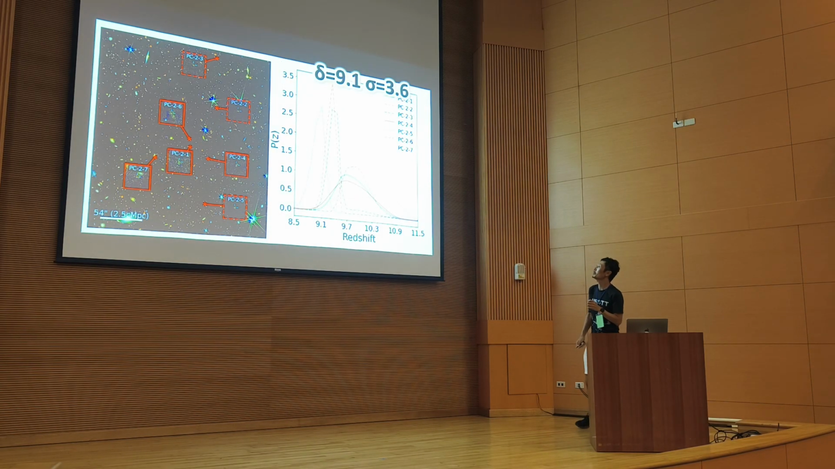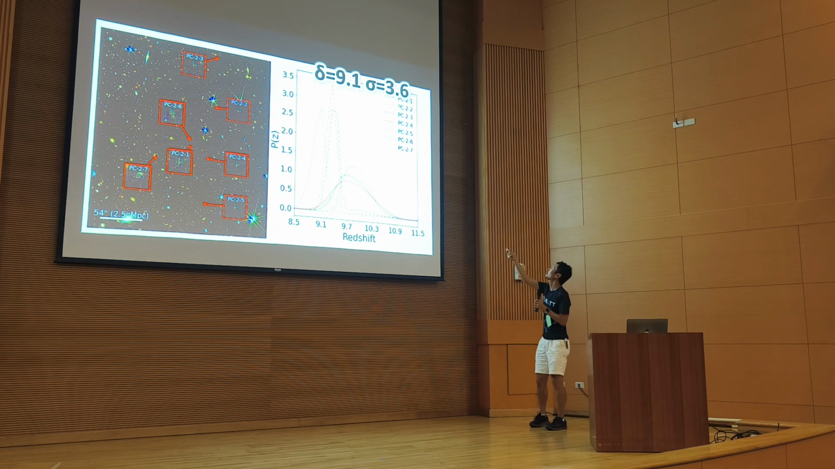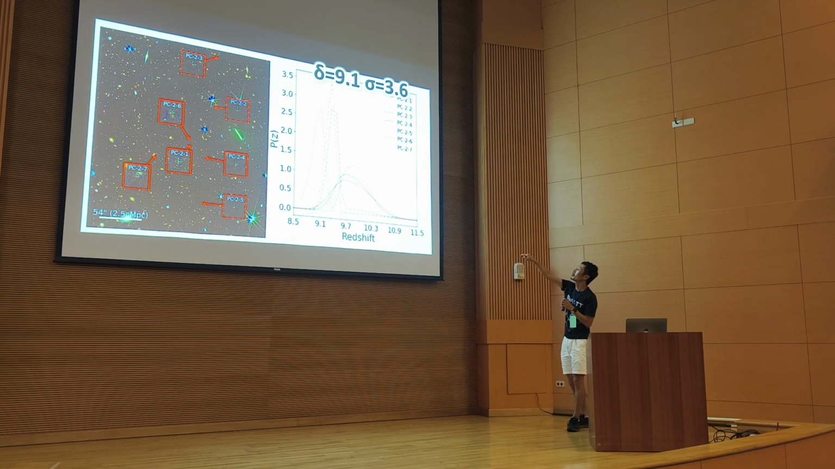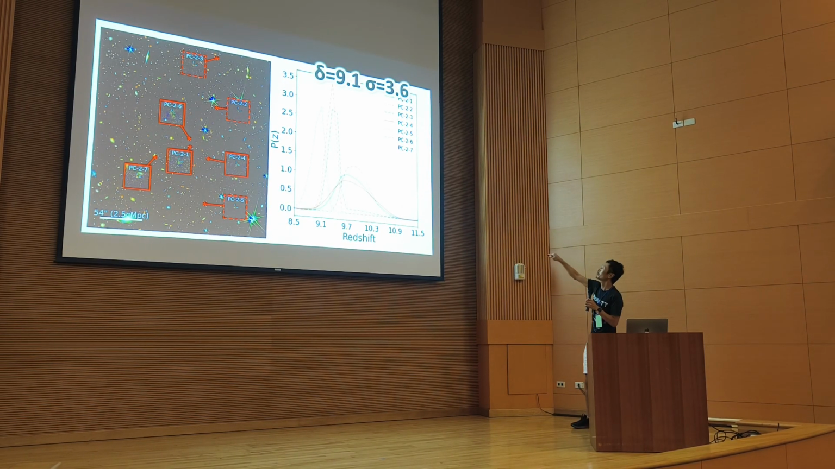I'll show you some examples. This is one of the structures with 3.6 sigma, and it is 9 times overdense relative to the field average. And as you can see, these 7 galaxies are close to each other, with a photometric redshift probability like this. So this is something like 9.5 or so.